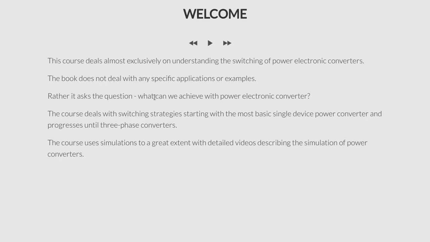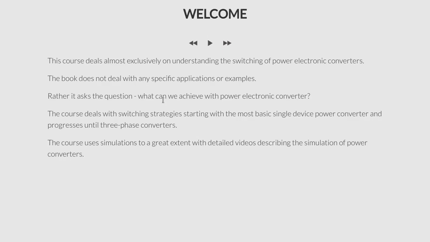So the question here is, what are we trying to do with this course? What we are trying to do is to answer this question: what can we achieve with a power electronic converter? This is the fundamental question that we are answering throughout the course. We have several power electronic converters that are used very often in industry. Of course, one can think of any power electronic converter constructed in any manner, and there are several special constructions in special applications.